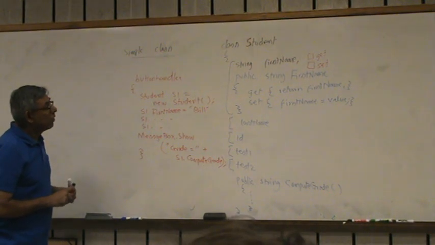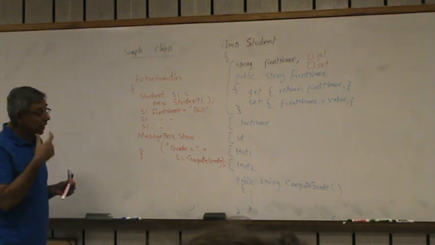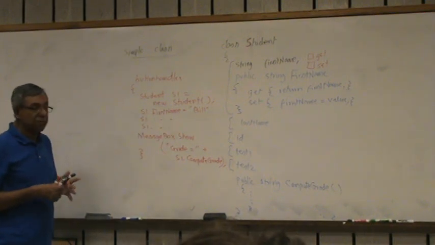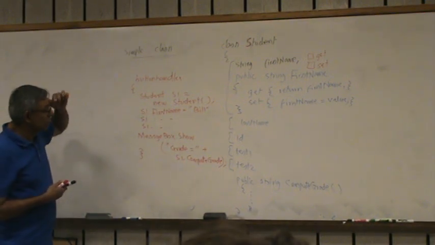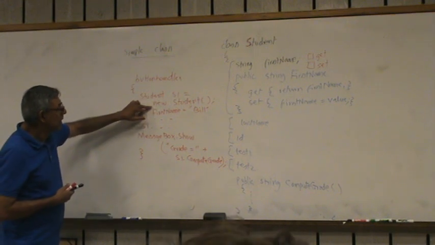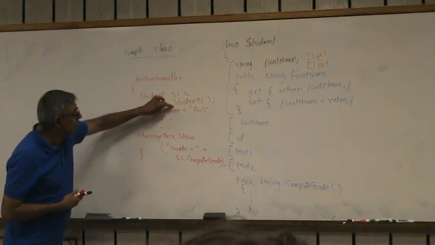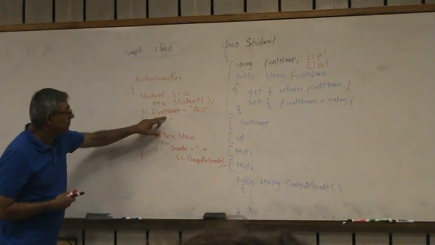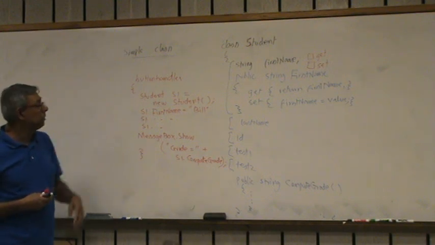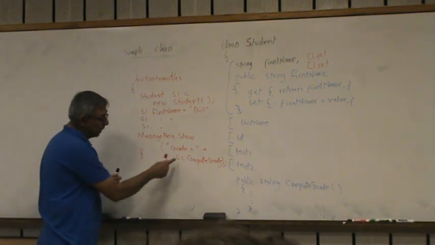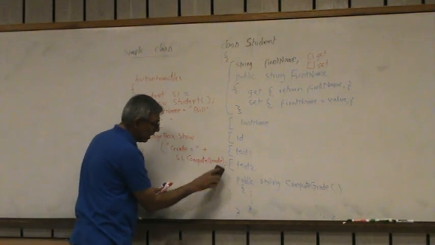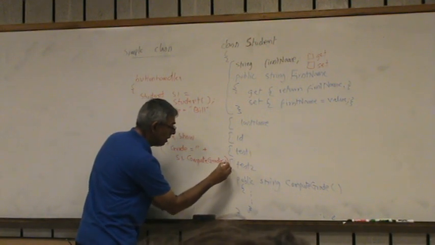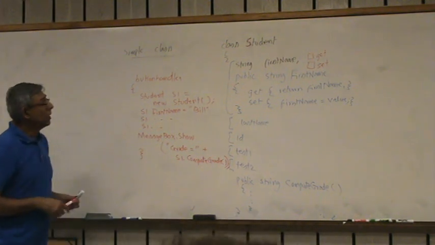So one of the important things for us to understand is, why are we writing this new Student? At first, for those of you new to this kind of programming, it may be confusing. What is Student S1? What is this new Student? What happens when we say S1.FirstName equal to Bill? What does the computer do, right? What happens once we say S1.ComputeGrade? And I forgot, anytime we call a function, we have to have parentheses.